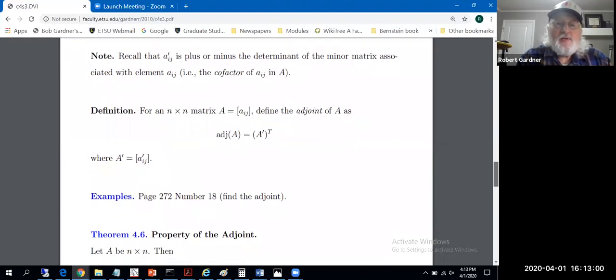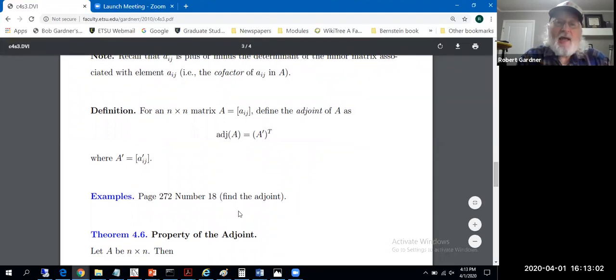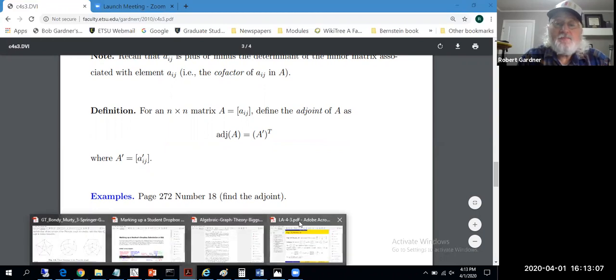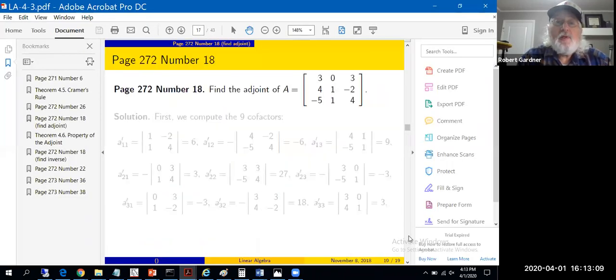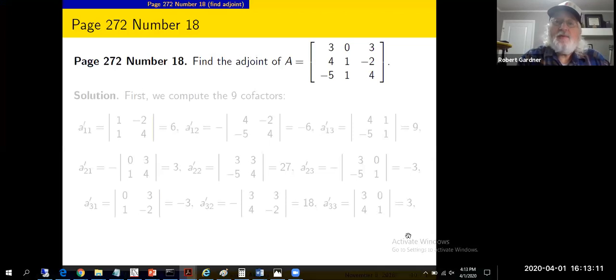So let's compute an adjoint for a matrix, hopefully not a very big matrix. Let's look at number 18 in the supplements. Here's a 3x3 matrix. Find the adjoint. Okay, so let's see. We got to find a bunch of cofactors. We got to find 9 cofactors because it's a matrix with 9 entries. A11 through A33.